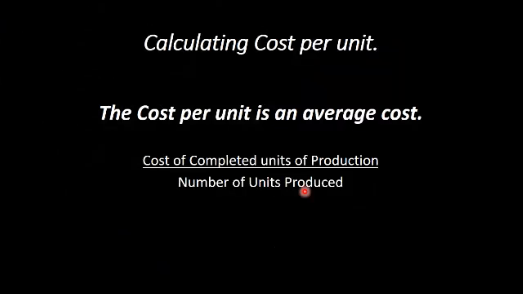Calculating the cost per unit. The formula is cost of completed units of production over number of units produced, right? It's an average cost. When you take a total cost and divide by the number of units, it's an average cost. It's not done according to FIFO or LIFO. This is done according to the average, right?